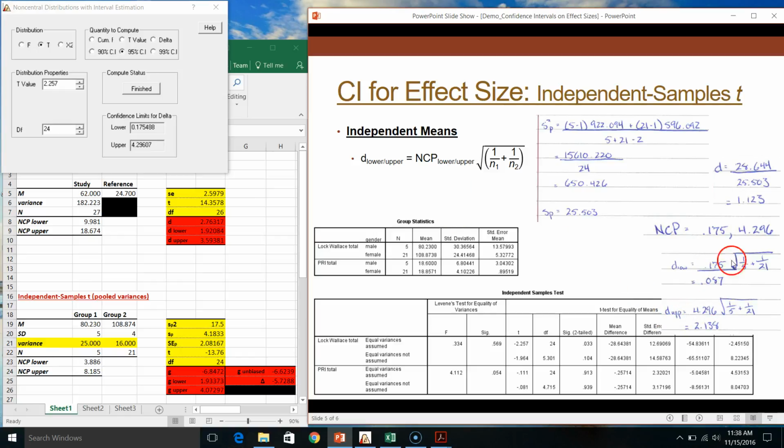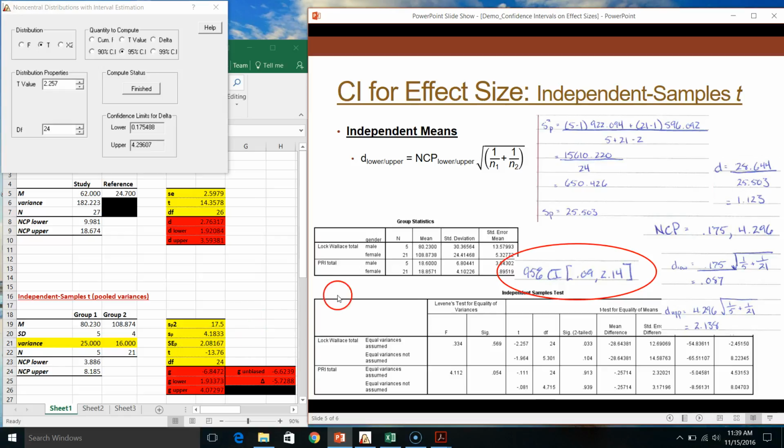Do the same thing for the upper bound. Take 4.296, multiply that by the square root of 1 over 5 plus 1 over 21, gives us an upper bound of 2.138, which gives us our confidence interval. So our point estimate of 1.123 with a confidence interval, plausible range of effect in the population, anywhere from something that's incredibly small, about almost a tenth of a standard deviation, to over 2 full standard deviations.